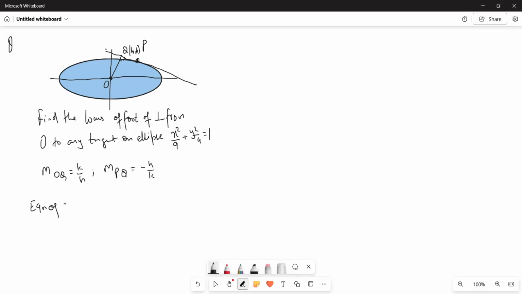So the equation of PQ in that case can be written as y minus k equals minus of h by k into x minus h, which when we simplify will give us a relation xh plus yk is equal to h square plus k square.